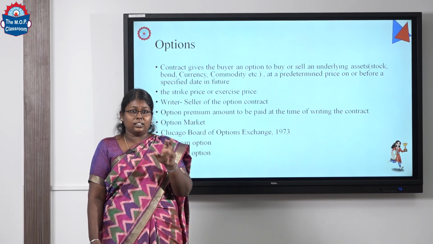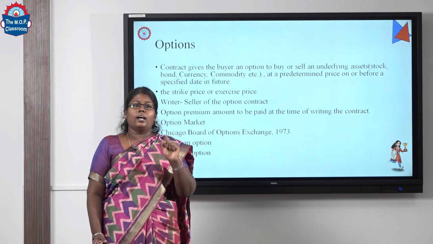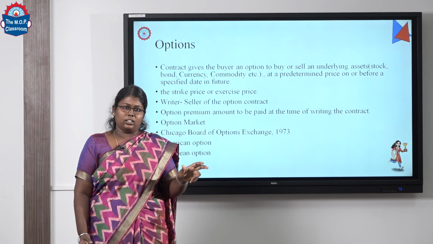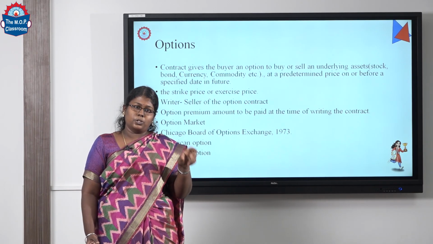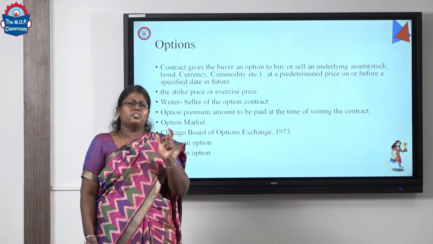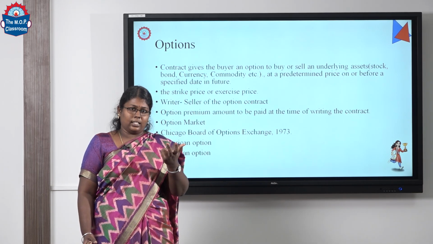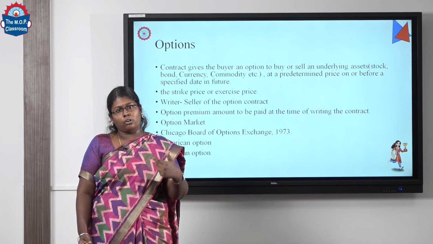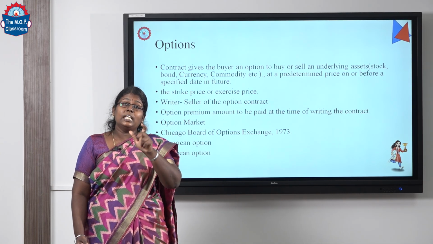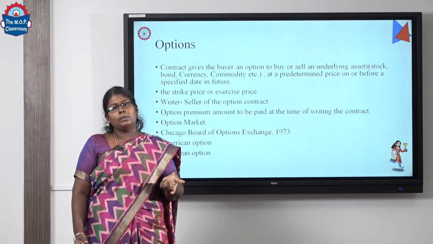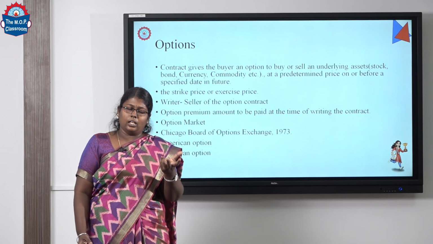Initially, it started in Chicago. In the Chicago Board of Exchange in 1973, they executed this option contract. The option contract itself is divided into two: American option and European option. What's the difference? When the right can be exercised before the due date of the option contract, it is called the American option. But when it can be exercised only at the end of the period, it is called the European option. So this is the difference between the European option and the American option.